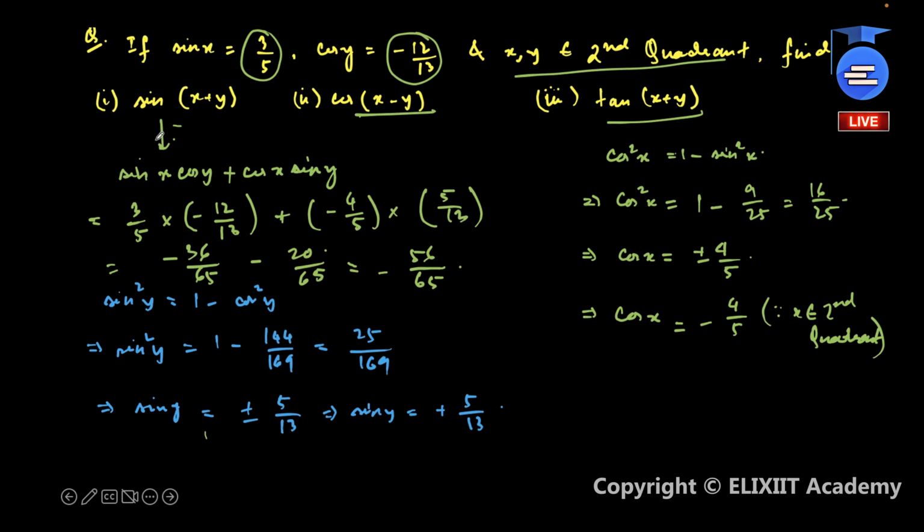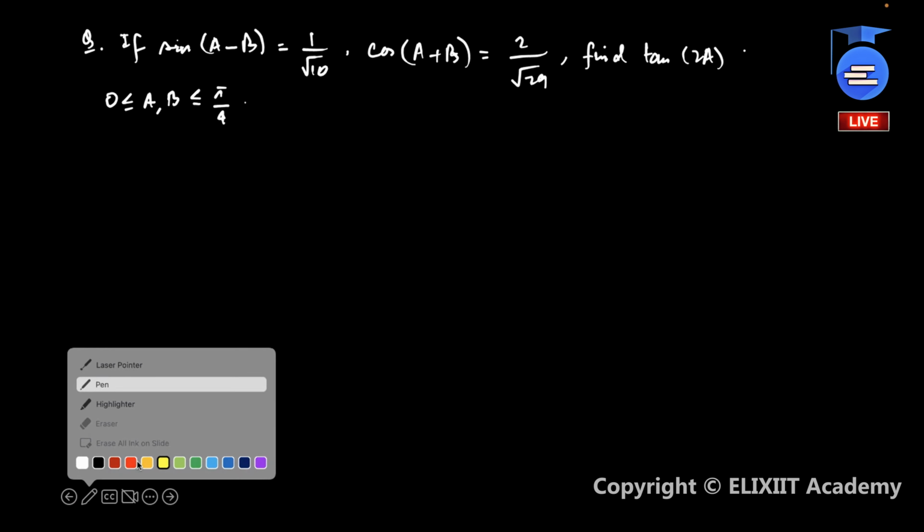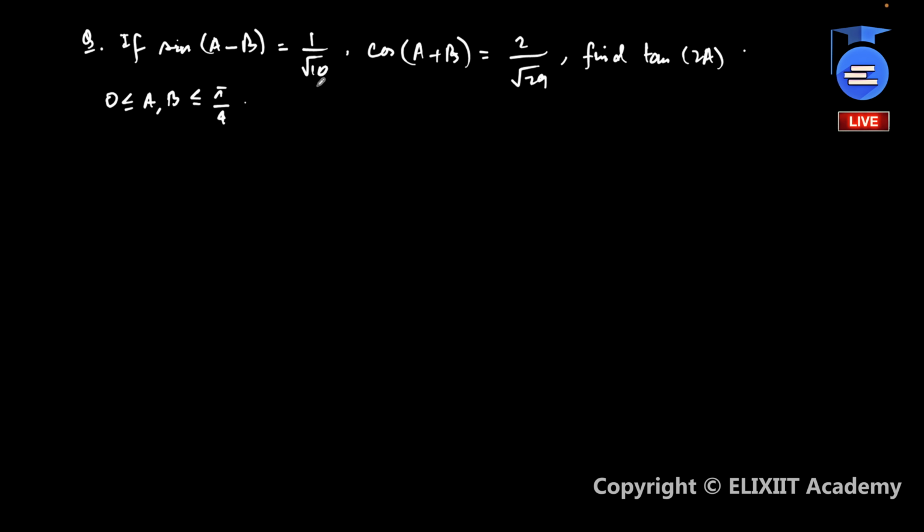Okay, let's move to the next question. Okay, now we have this question. If sin a minus b is 1 upon root 10, cos a plus b is 2 upon square root 29, you have to find the value of tan 2a. The condition given here is a and b lie between 0 and pi by 4. How will we find this?